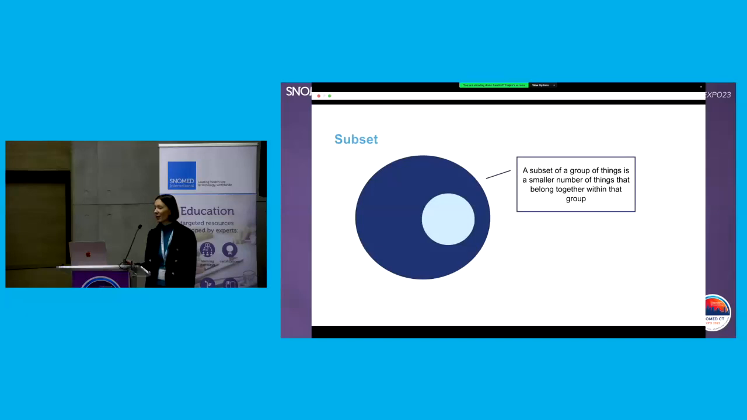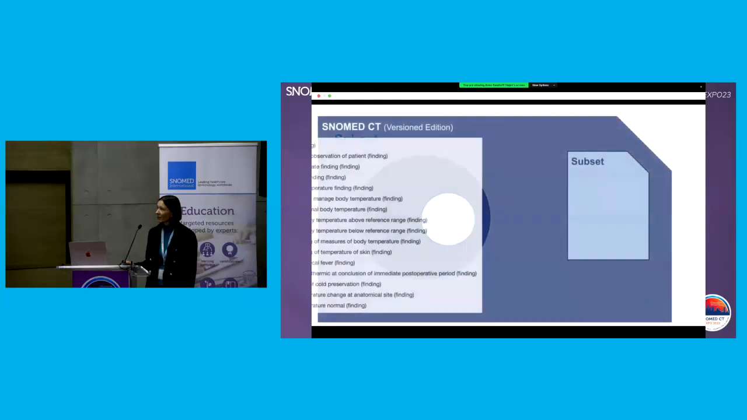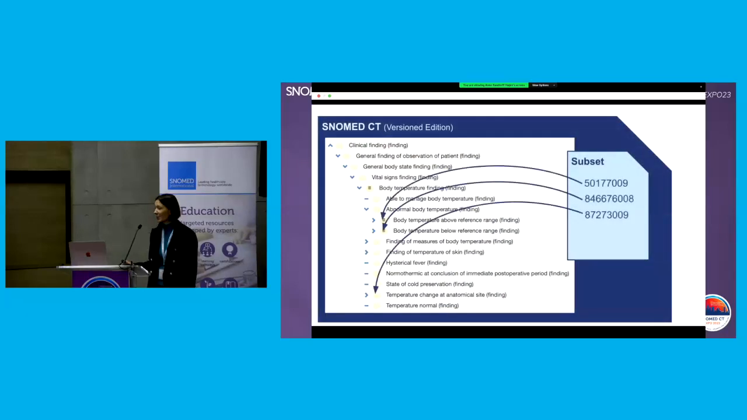So a subset is basically a group of things, a smaller number of things that are together within that group. Within SNOMED CT, a subset just references particular components, whether it's a concept, a description, or relationships. So they're just those concept IDs that are referenced in that subset, but related to a particular version of SNOMED CT. And these tend to be published from that point of view as a reference set. So this is basically what a subset is.